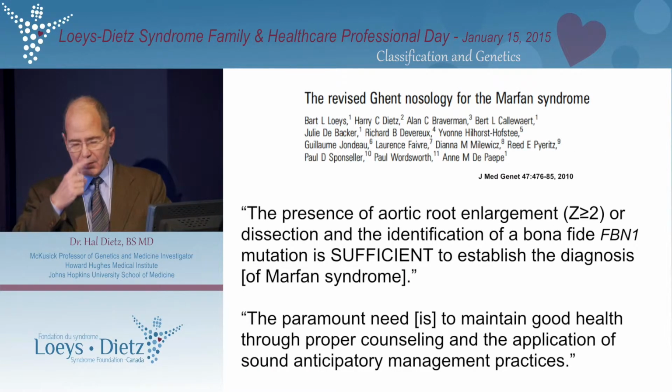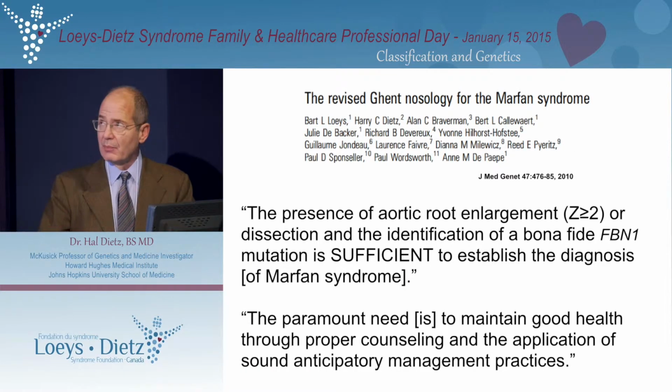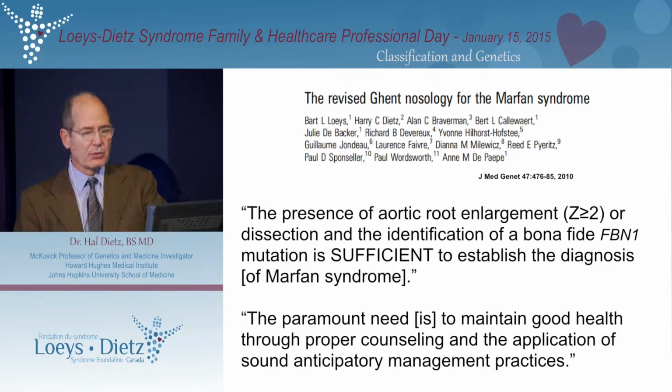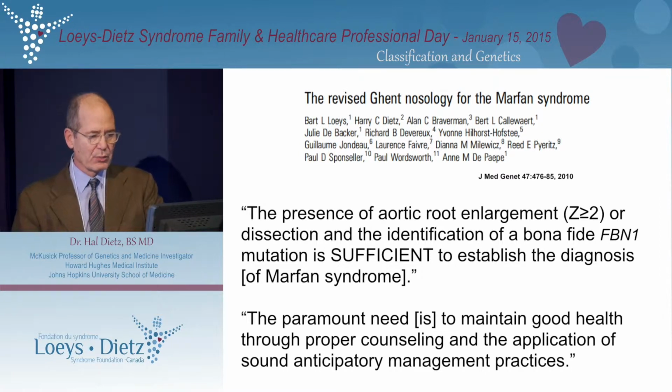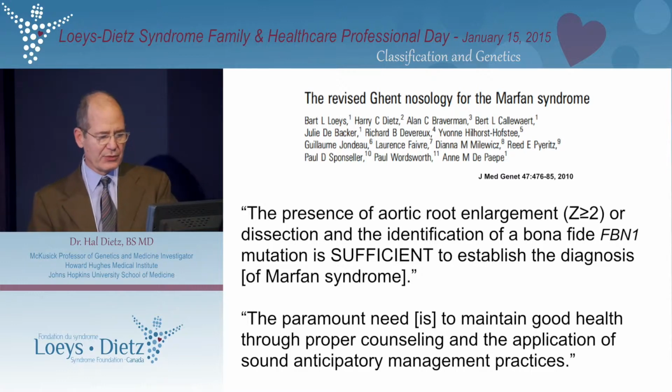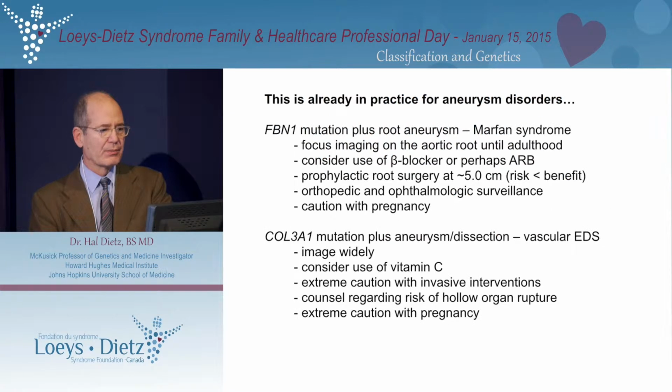So if we go to the guidelines for Marfan syndrome, they state that the presence of aortic root enlargement or dissection and the identification of a bona fide FBN1 mutation is sufficient to establish the diagnosis. And they stressed in these guidelines that the paramount need is to maintain good health through proper counseling and the application of sound anticipatory management practices.